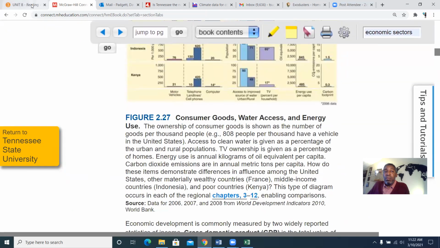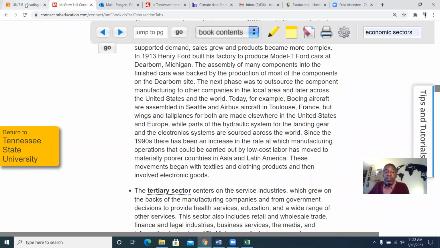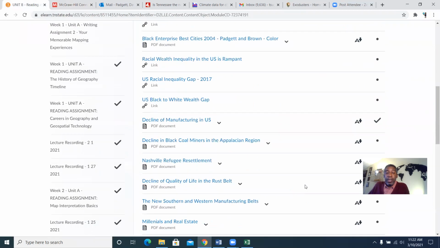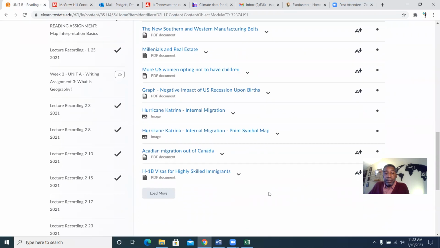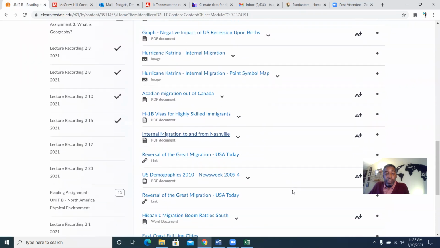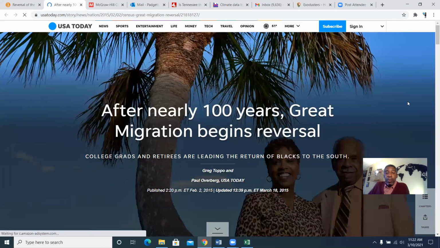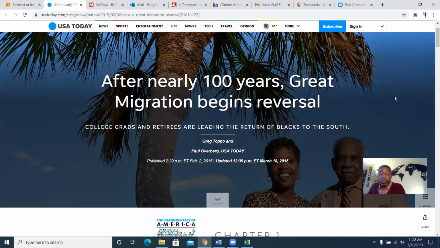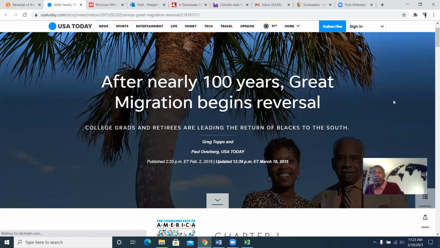And so we then made note of the fact that there was a change that occurred, or a shift in the internal migration patterns for African Americans. And so we see here in this article a story about the reversal of the Great Migration. This is from the year 2015, still relatively recent. And the title of the article says, after nearly 100 years, Great Migration begins reversal.